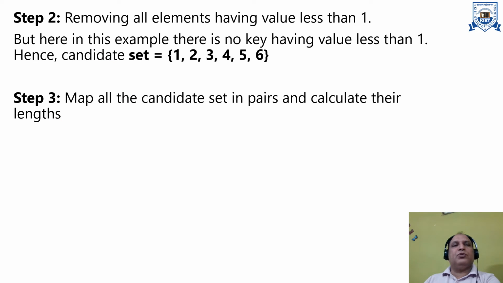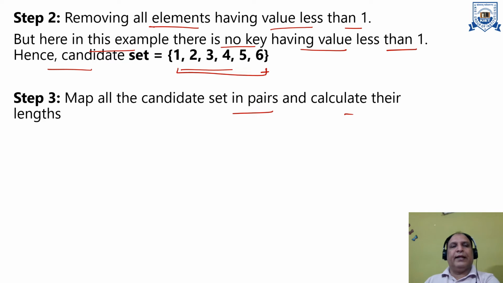Now step 2 is removing all the elements having value less than 1. But in this example there is no key having value less than 1, hence the candidate set 1, 2, 3, 4, 5, 6 will be selected. As we have seen in the previous table, there is no frequency of any item which is less than 1. That's why we will select all the items. Now map all the candidate set in pairs and calculate their length.